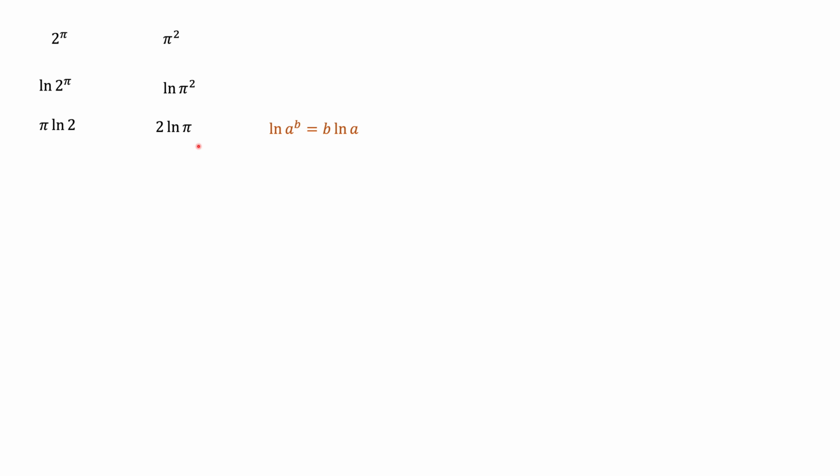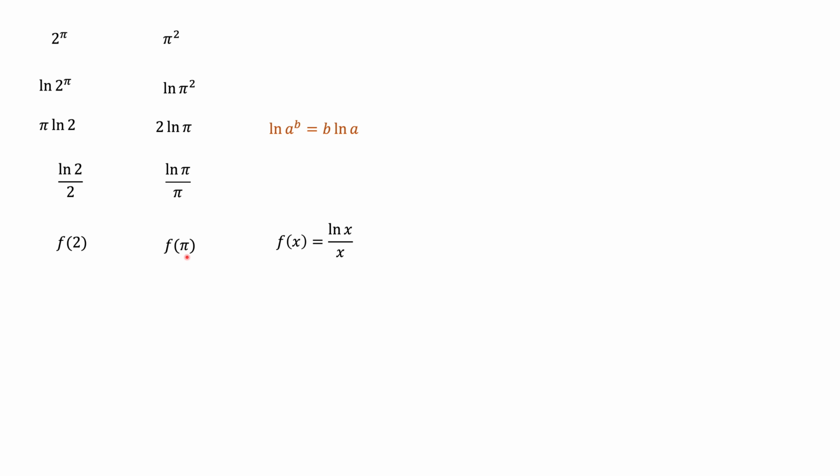And now I'm going to divide both of these numbers by 2 and by pi. And again, since I'm dividing by a positive number, the inequality holds. But after that division, this is what I'm going to get. And now I'm going to introduce the function f of x equals log x divided by x. We see that what we have on the left is the value of this function when x equals 2. On the right, we have the value of f when x equals pi.